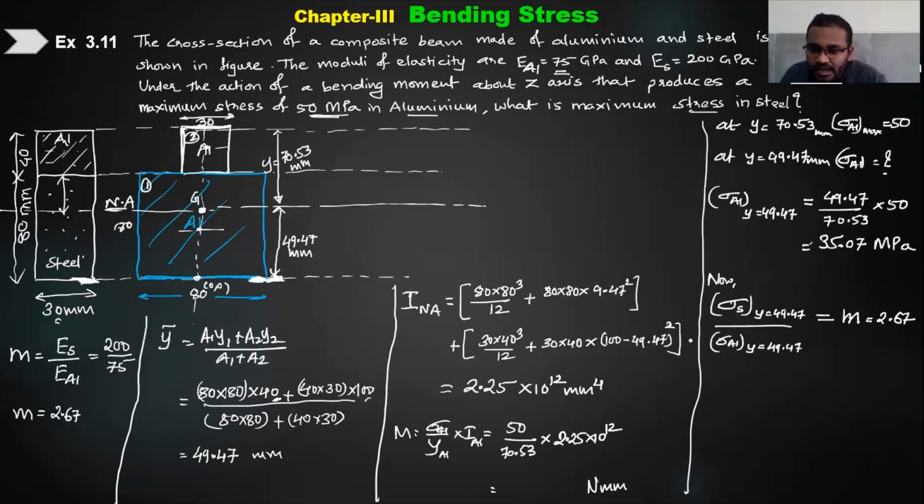Now this value is unknown, the question mark. This value is known to me. How much is this? 35.07. So now can you tell me how much will be the maximum value in steel? Sigma maximum in steel is nothing but sigma in steel at y equal to 49.47. How much?